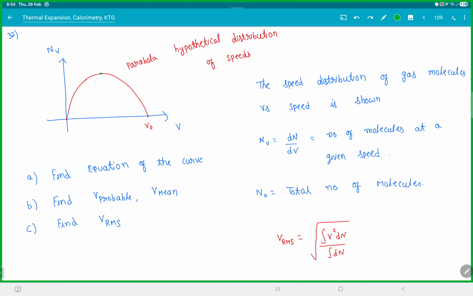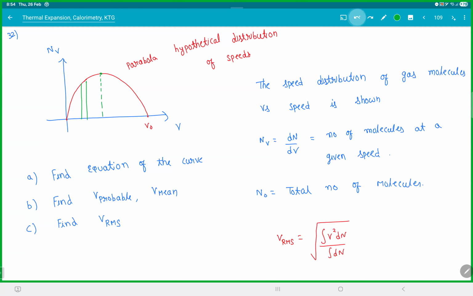See, if you look at the center, because it is symmetrical, if these molecules have speed V naught by 4, you will find the same number of molecules here with 3 V naught by 4. The average of these two is V naught by 2, isn't it? For every molecule on the left hand side, you'll find another molecule on the other side whose average will always come out to be V naught by 2. Make sense? The number of molecules are different, but you have the same number of molecules on either side. So the average velocity of all the molecules is V naught by 2. So V probable and V average both are the same in this case. Got it? So that is how you can figure out.